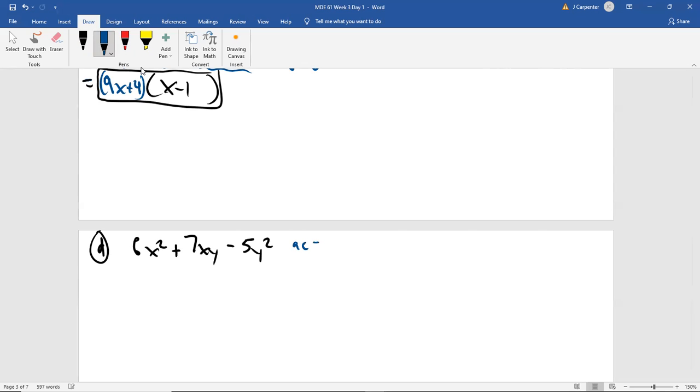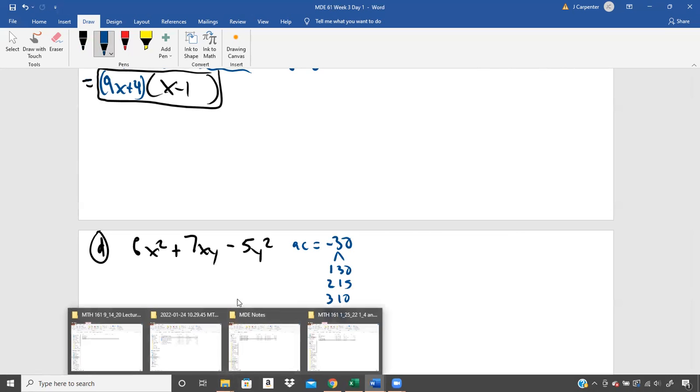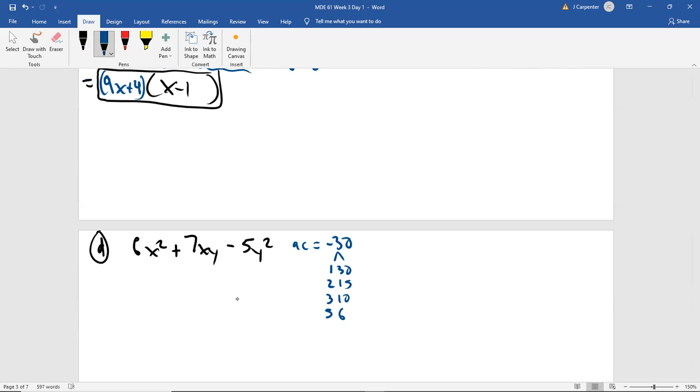AC method. But don't involve the y squared in there. You're just taking the numbers. The 6 times the -5, which is -30. Factor pairs of 1 times 30, 2 times 15, 3 times 10, or 5 times 6. We're still subtracting to try and make a 7. 30 minus 1 is 29. 15 minus 2 is 13. 10 minus 3 is 7. There we go. Trying to make a positive 7, so the bigger number should be positive. We're subtracting, so opposite signs, -3.